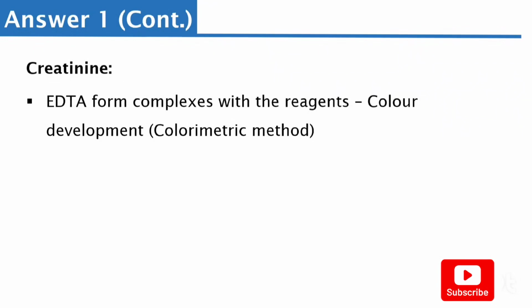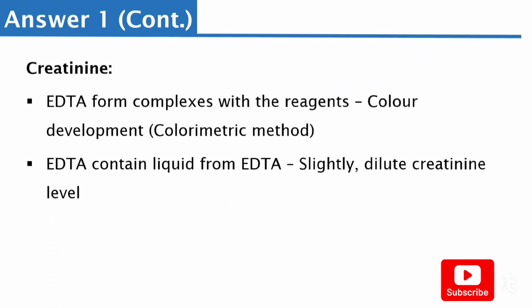Now let's see that EDTA forms a complex with the reagent. The complex formed with the reagent will then produce a color development, which is the colorimetry. And that very coloration it produces is a false color. Why? Because of the complex formation between the EDTA and the reagent, and that can give you a wrong creatinine result. That is why it can affect the level of the creatinine. Now, there's also another aspect of this. Remember, EDTA contains a liquid. Even though it's an anticoagulant, it contains a liquid, and that liquid of the EDTA can dilute the sample, and that can lead to a low level of creatinine. I hope that makes sense.